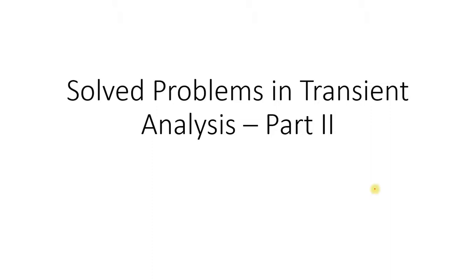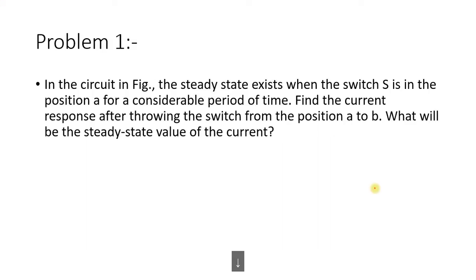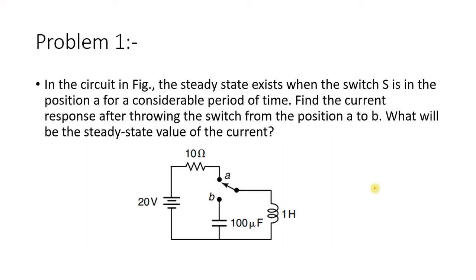In today's lecture, we are going to see some solved examples on the transient response of a circuit using Laplace transform. So for the first problem, consider the circuit. In the circuit, the steady state exists when the switch S is in position A for a considerable period of time. Find the current response after throwing the switch from position A to B.